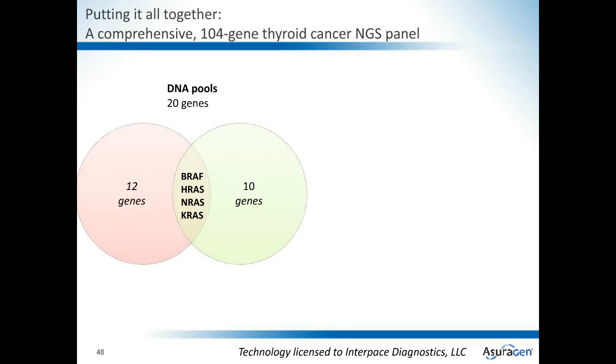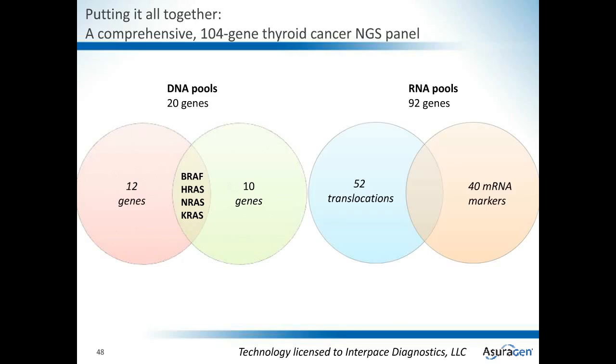On the RNA side, we also have 2 pools. One of these is dedicated to querying translocations. There are a total of 52 translocations. The other RNA pool queries 40 mRNA markers for expression. In a similar vein, we have controls that overlap between the 2 pools to ensure integrity in the results and interpretation. So we're covering a broad range of different content for DNA and RNA in a workflow that ultimately puts these 2 together, creating a very straightforward approach for routine use.